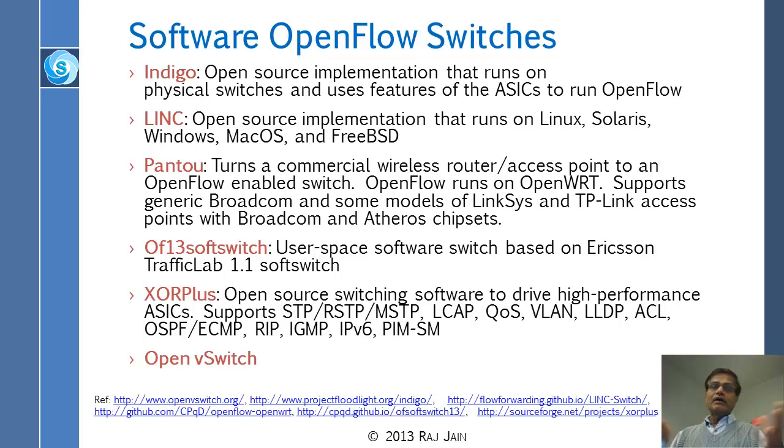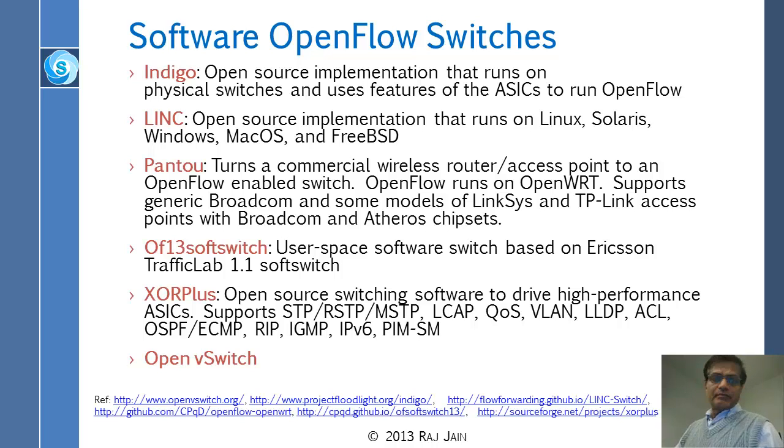Indigo, and you can download the full slides from the website, not today, but some other day, and then you can click on them. Indigo is an open source implementation which runs on the physical switches. So this is actually more like a firmware, not software. Firmware, which runs on the physical switches and uses features of the ASIC to run OpenFlow. So you just download it. If it is supporting your hardware, then you will have an OpenFlow switch. Link is another open source implementation that runs on Linux, Solaris, and then Windows, Mac OS, and FreeBSD.